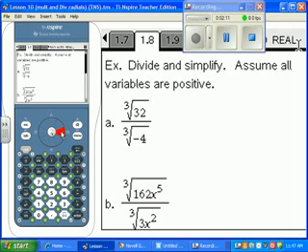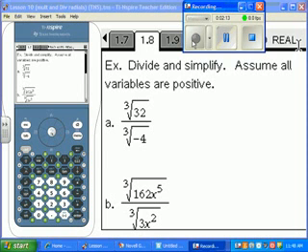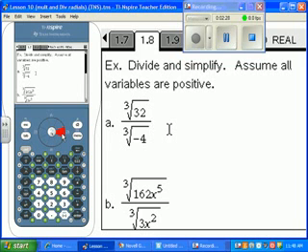Can't do it? Okay, dividing and simplifying. Are you ready? Okay, divide and simplify. Assume all variables are positive. So we've got the cube root of 32 divided by the cube root of -4. Do we have common indexes? Yes. So what do I get when I divide this out? You get cube root of what? -8. Good.